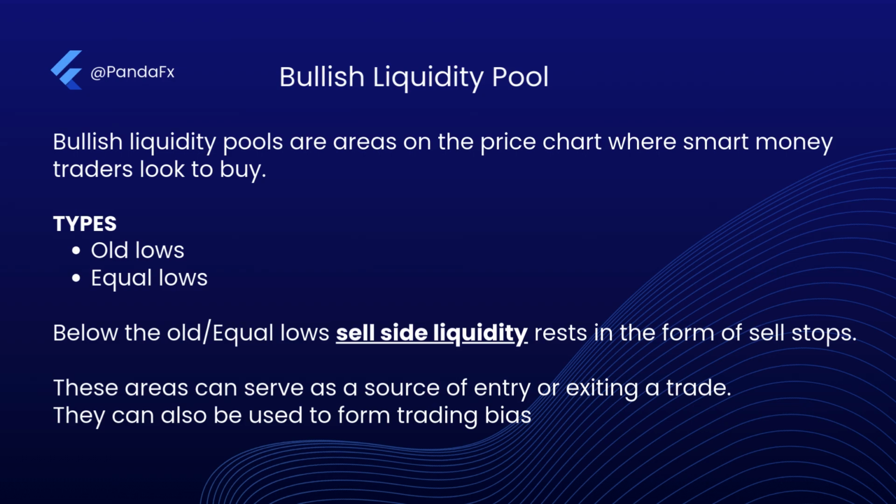So these areas can serve as a source of entry or exiting a trade, and they can also be used to form trading bias. In the sense that if price is gravitating to the sell side liquidity, to a sell side liquidity where sell stops rest, and after breaking every bullish structure that could have sent price back the other way, all you have to do is trade according to the trend to eat those sell stops, to eat that sell side liquidity.